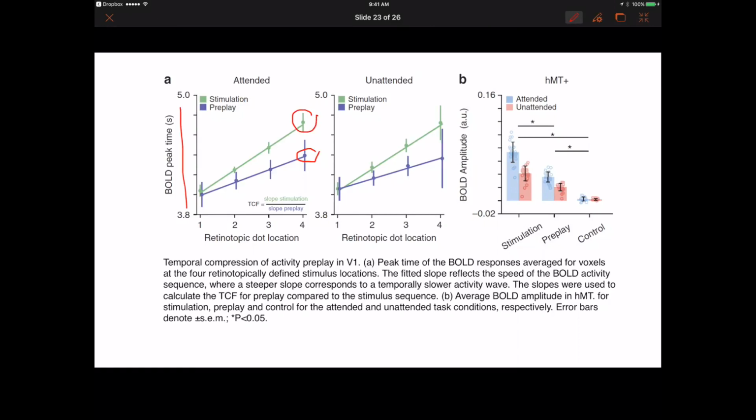In other words, the brain is not only replaying the sequence, but it's replaying it in a fast-forward mode, allowing you to take action faster than you could have otherwise if you only replayed it either at a delayed speed or the normal acquisition speed.